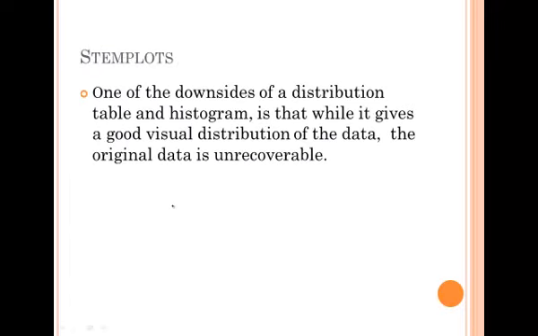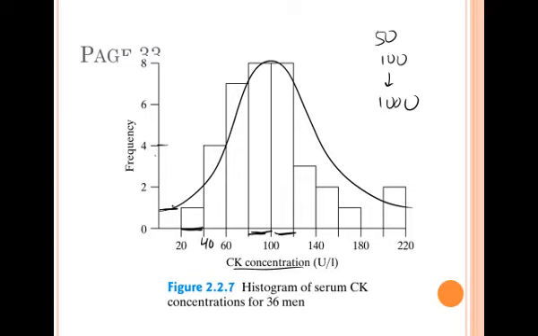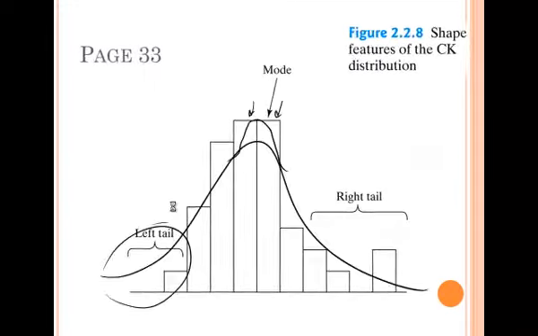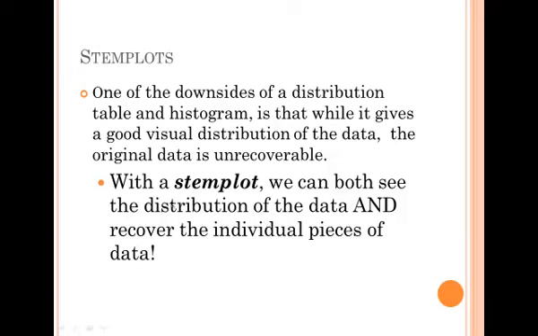Stemplots. One of the downsides of a distribution table and histogram is that while it gives a good visual distribution, the original data is unrecoverable. As you can see from the table or the histogram here, it doesn't really tell us what the data points are. It just tells us the general shape of the data. But one nice thing about the stemplot is that we can see the distribution of the data and we can recover the individual pieces of data.